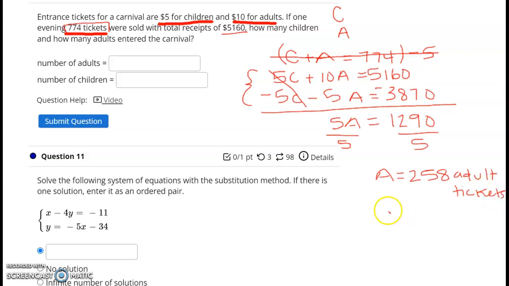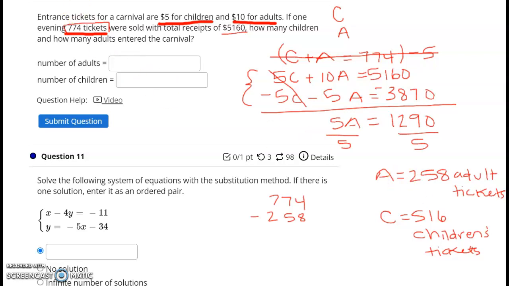Okay, now let's go figure out how many children's tickets. So since we knew 774 were sold, we can subtract 258 from that 774, and we get 516 children's tickets. Now I think that seems pretty reasonable, that there would be more adults than children. That can happen, right? I think we got positive answers. It seems in the right ballpark. And so I would say, yeah, feel pretty confident on that problem.